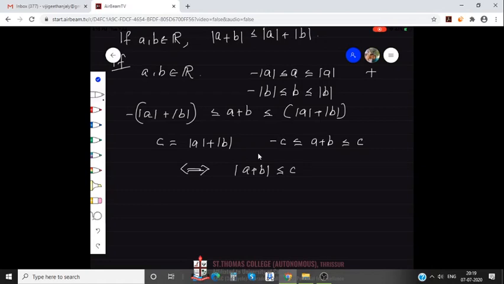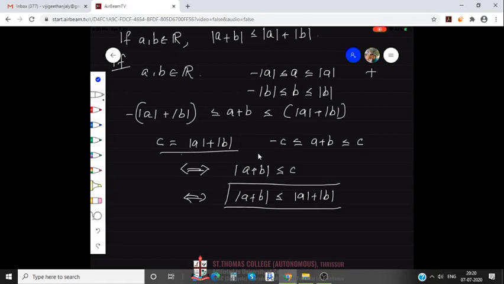Now what is c? We have modulus of a plus b less than or equal to c, where c is the absolute value of a plus the absolute value of b. So we have the triangle inequality: absolute value of a plus b is less than or equal to absolute value of a plus absolute value of b. This is how we prove the triangle inequality.